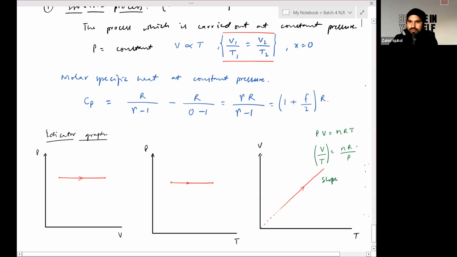N is the number of moles, R is the universal gas constant. So these two terms are constant, and we are left with just pressure. So this slope will be inversely proportional to pressure. So the greater the slope of the volume versus temperature curve, the smaller the pressure.